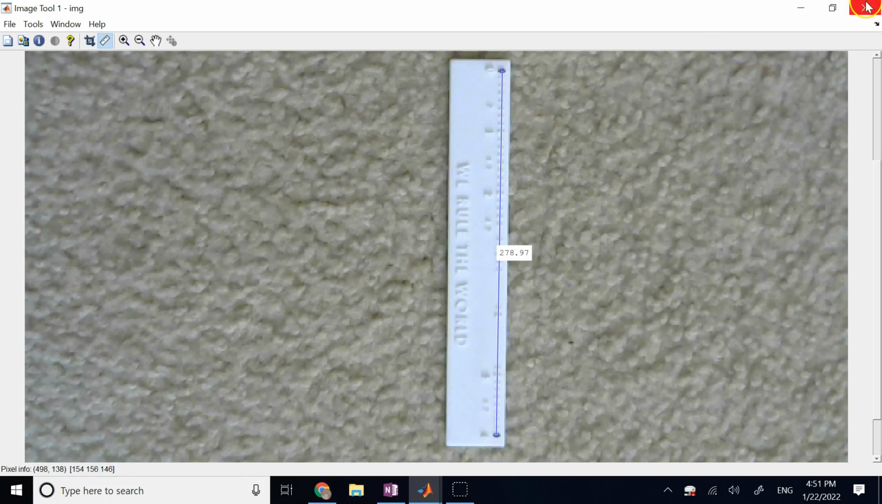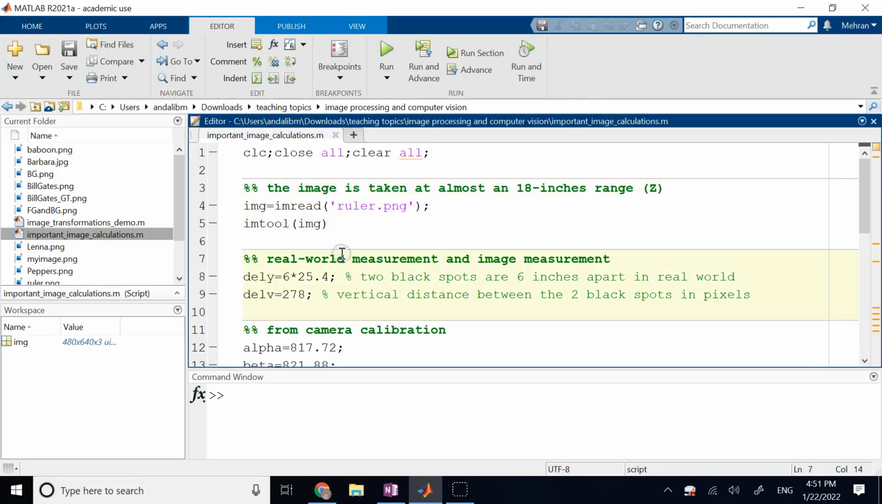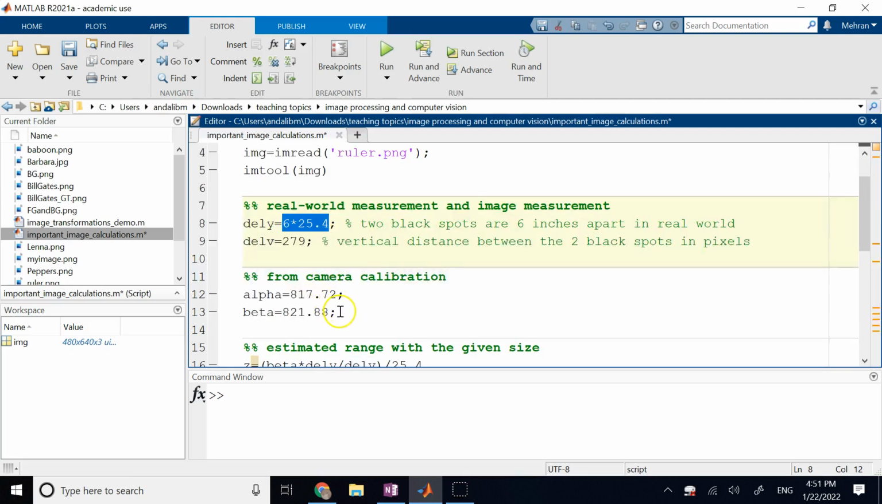Pixels is the distance between them. So now what I can do is say 278 or 279, let's say, correct? And now that I know del V, del Y, and here you see 6 inches, I converted it into millimeters. Alpha and beta, I found them from camera calibration. Please watch my previous video on MATLAB camera calibration app.